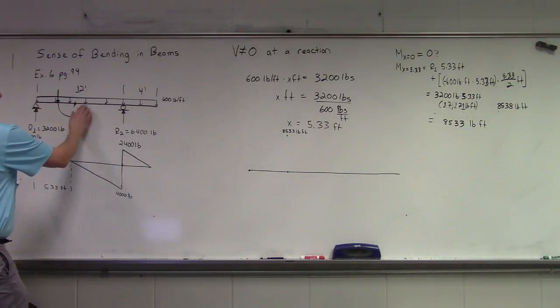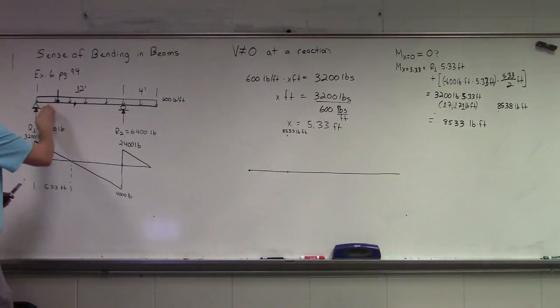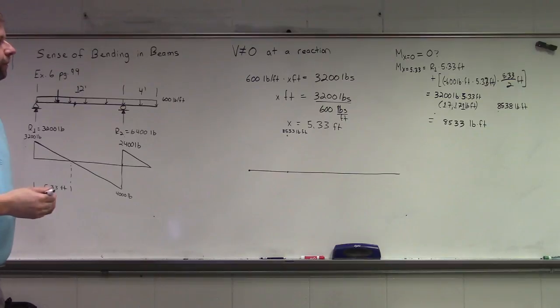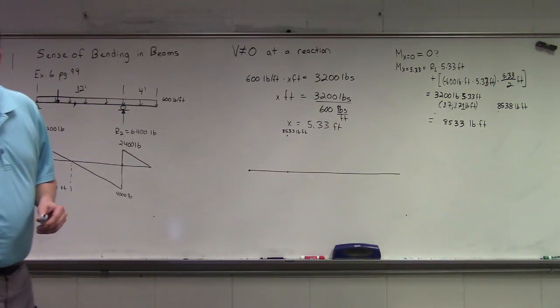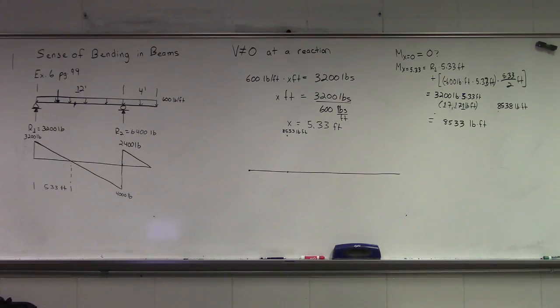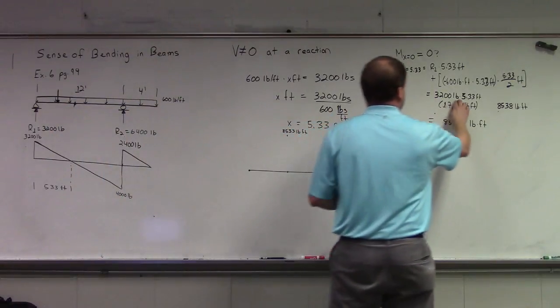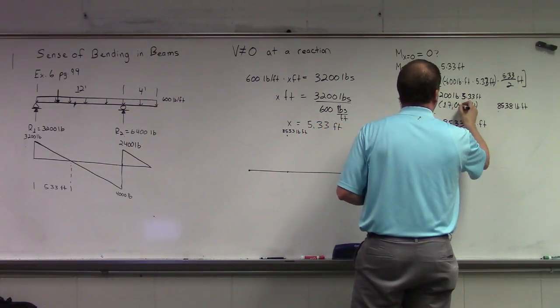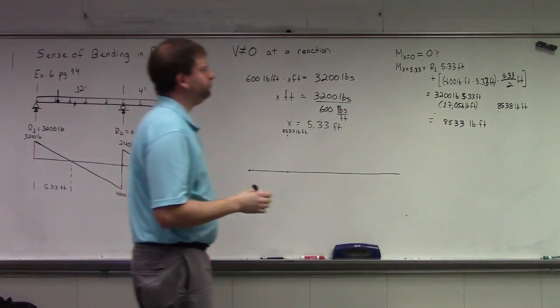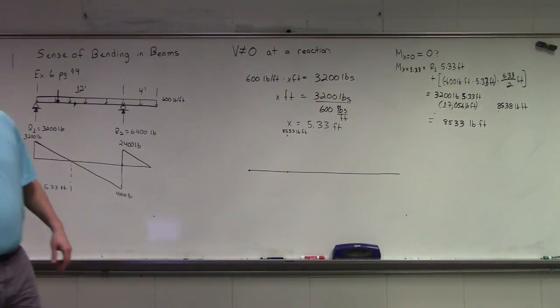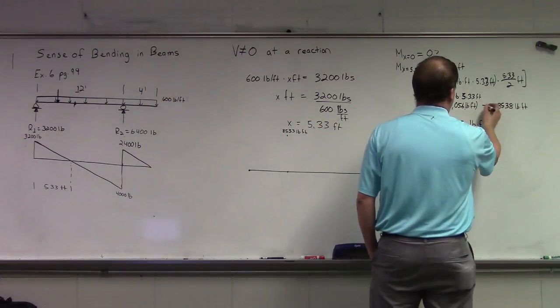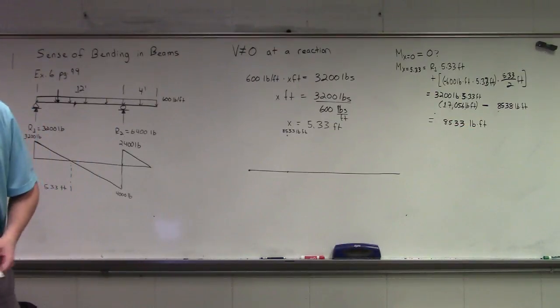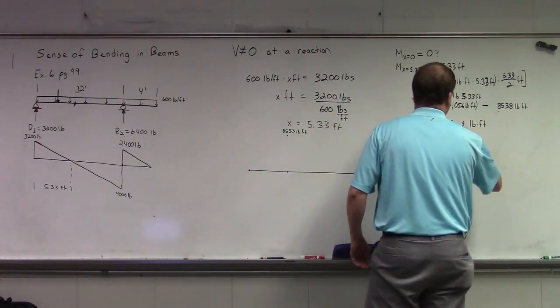3,200 times 5.33 right here. You have 17,171. I have like 120 less than that. 3,200 times 5.33, yeah, 17,056. Okay. So that gives us what actually? 8,517. 85 what? 17. 17? Yeah. There we go.